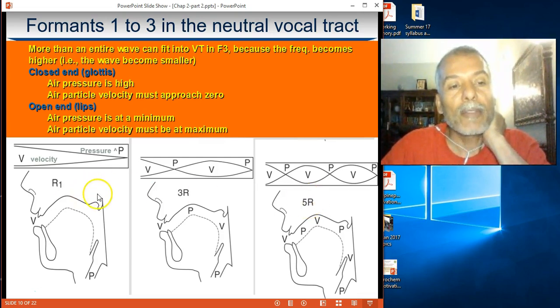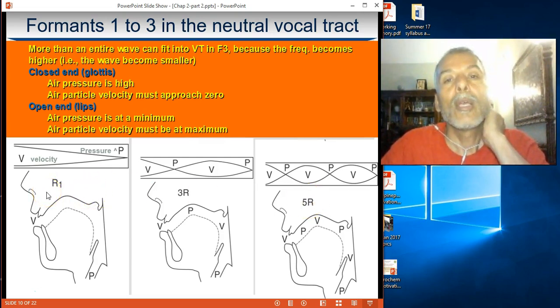So what is left now? R1 is called the first formant, F1, with a capital F. The second formant is R3, the third vibration, and the third formant is R5. Now, could you guess the fourth formant? What will it be? It's just going to be R7. It has to be odd.